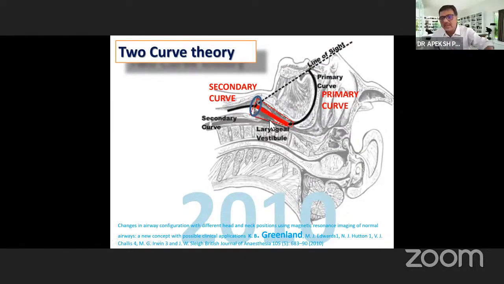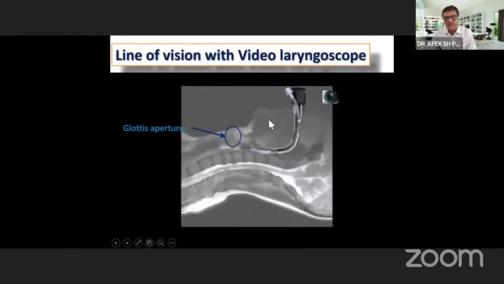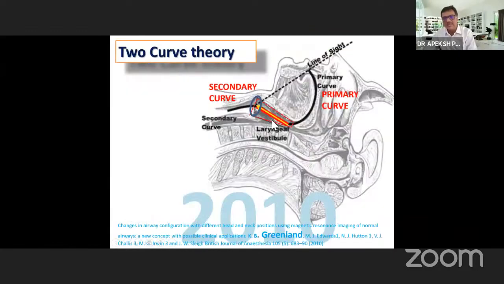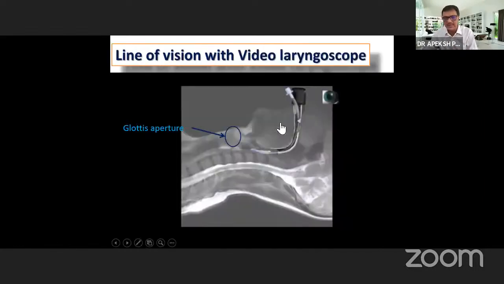And this is a relatively straight line. If you place the camera over this line, with the camera facing towards the larynx, you will get the laryngeal view. That's the basis behind direct laryngoscopy, and the basis behind video laryngoscopy. So you need to place a camera over this line to get the laryngeal view. That's the basic. So indirectly, we are shifting our eyesight into the pharynx to take the image of the larynx.